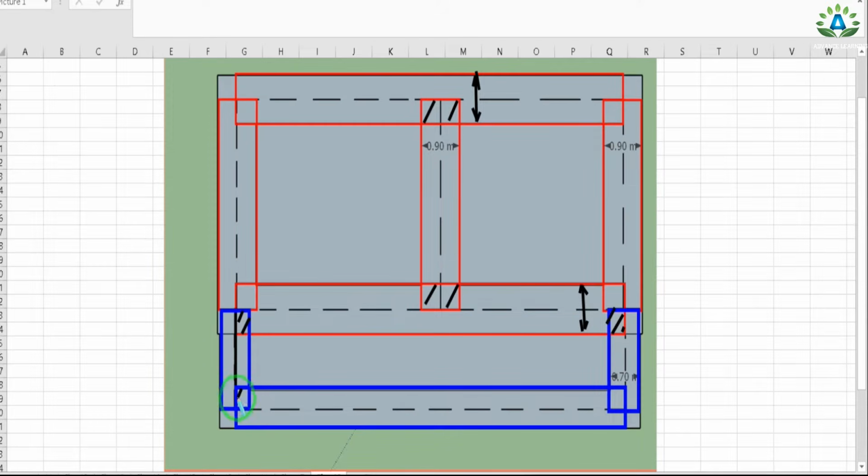But here we can see that this area is considered twice, but this area is not considered. So we can say that this area is replaced by this area. Here also this area is considered twice, but this area is not considered. So this area replaces this portion. And we need to subtract these two number of T-junctions only.